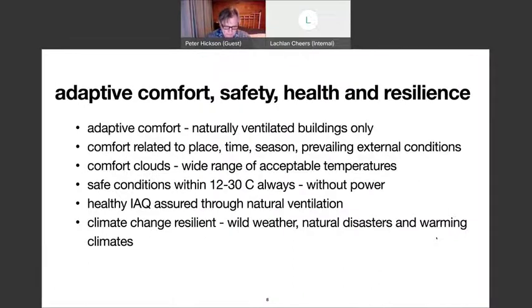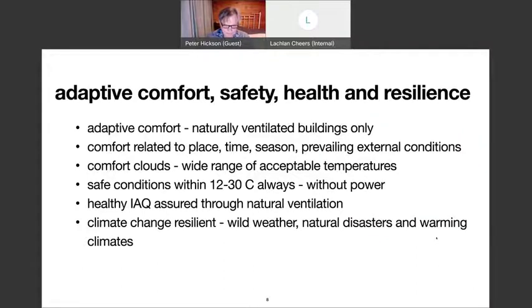The science of adaptive comfort applies to naturally ventilated buildings only. The comfort expected by occupants in these buildings is related to climate and prevailing external conditions, and acknowledges that occupants can manage their own comfort with clothing. The comfort cloud best describes this broad range.